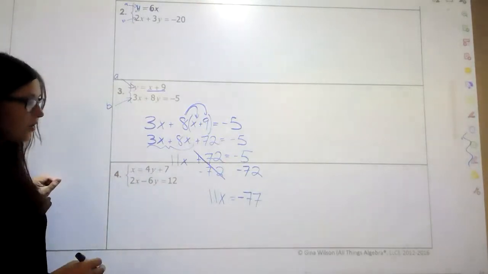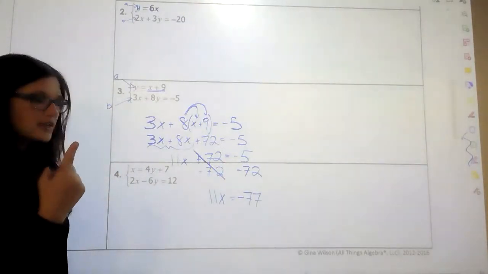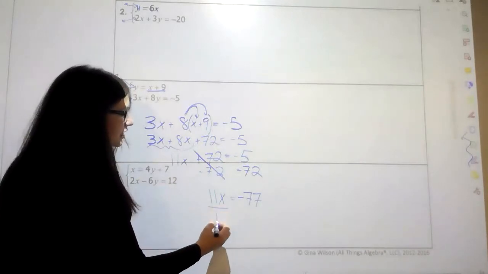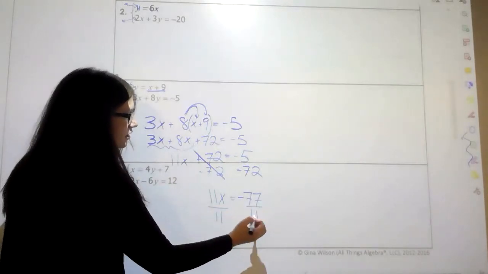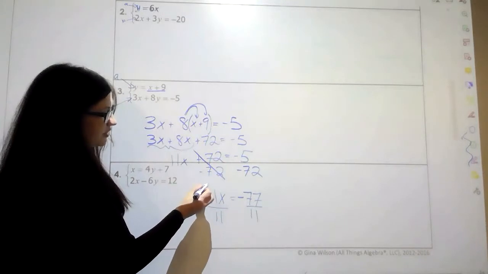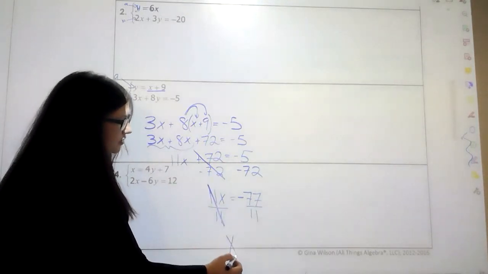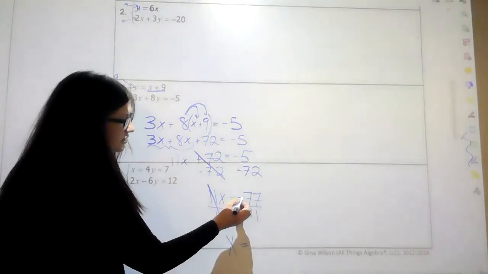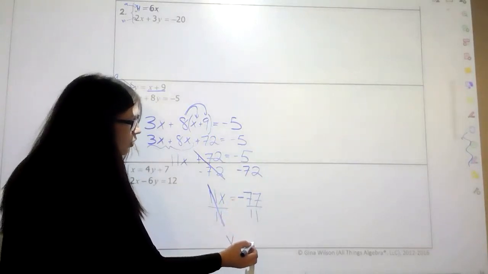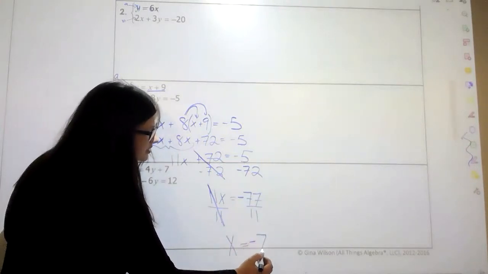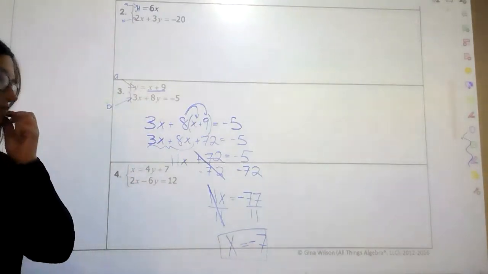Okay, now, very final step, 11x means 11 times x, so the opposite of multiplying is dividing. So 11 divided by 11 is just 1. And 1 times x is just x, so those get to go away. Equals negative divided by a positive will always be a negative, and 77 divided by 11 is 7. So x is equal to -7.